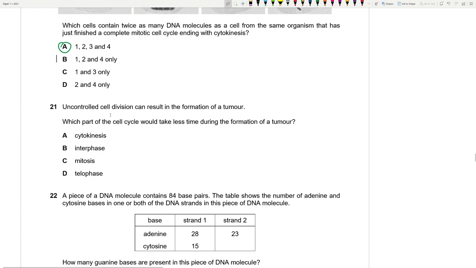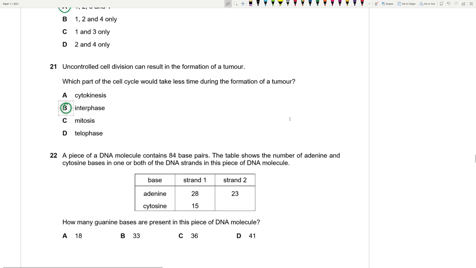21. Uncontrolled cell division can result in the formation of a tumor. Which part of the cell cycle would take less time during the formation of a tumor? Basically, when is DNA doubled? It's doubled in the S phase in interphase, right? So there is an issue in the S phase which leads to uncontrolled mitosis, tumor formation. So 21 is B.